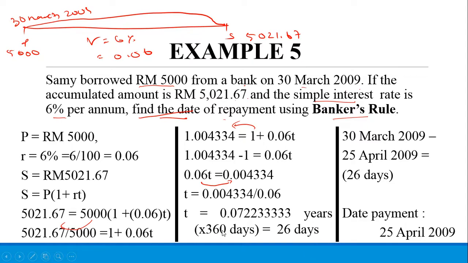And you get T equal to 0.0722333. I multiply by 360 days, you get 26 days. Why do I multiply with 360 days? Because of the banker's rule, calendar divided by 360. So 1 year you calculate using 360 days. So you calculate from 30 March until 25 April, you get 26 days. So at the end, your answer is 25 April 2009.